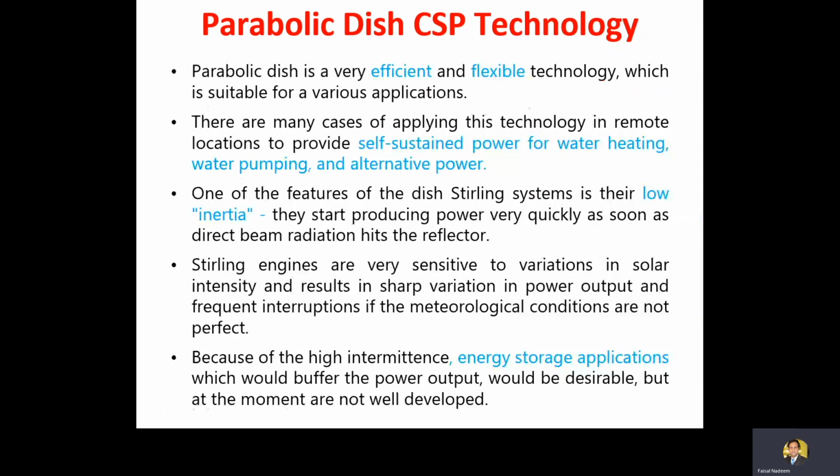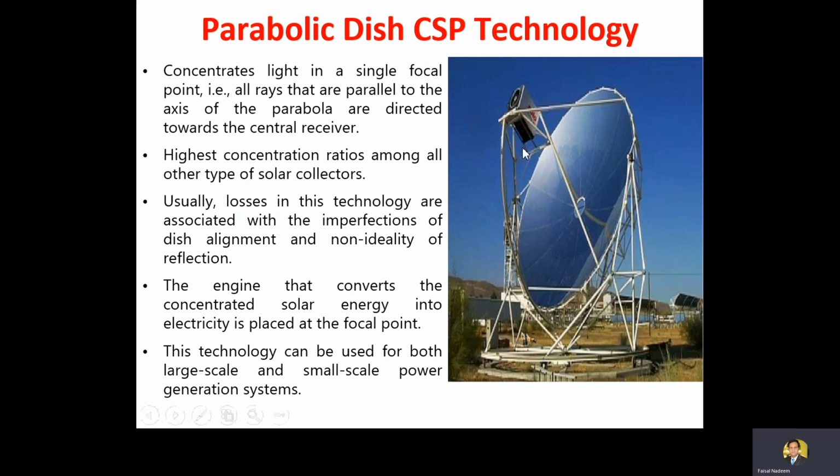The parabolic dish is a very efficient and flexible technology which is suitable for various applications. There are many cases of applying this technology in remote locations to provide self-sustained power for water heating, water pumping, and alternative power. This is the dish Stirling system. What is its important feature?